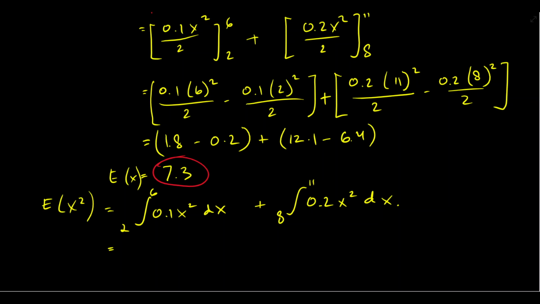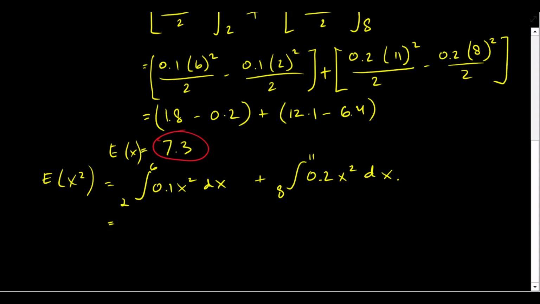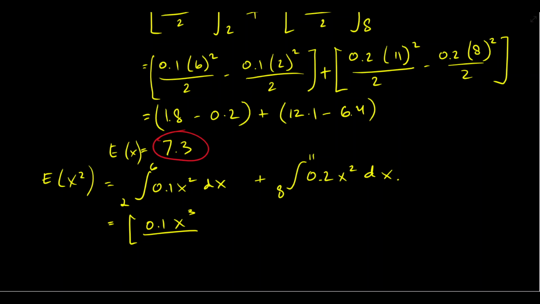So the integral for 0.1 x square will be 0.1, with the power of 2 plus 1 becoming 3. So the integral will be 0.1 x cubed divided by 3 between the upper limit of 6 and lower limit of 2, plus the integral 0.2 x cubed divided by 3 between the upper limit of 11 and 8 lower limit.